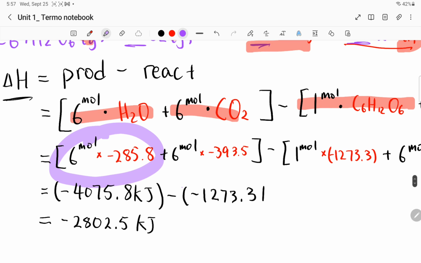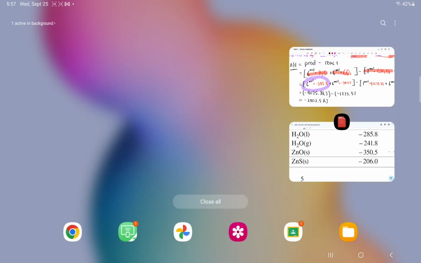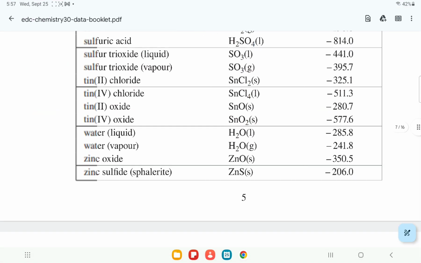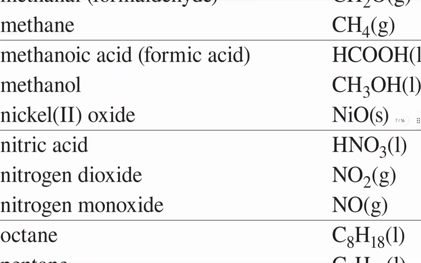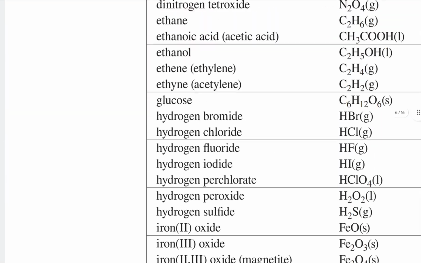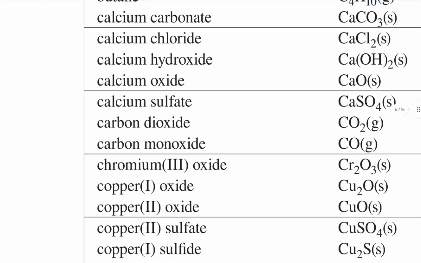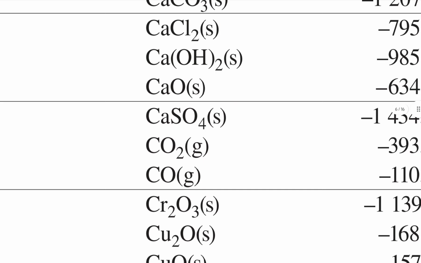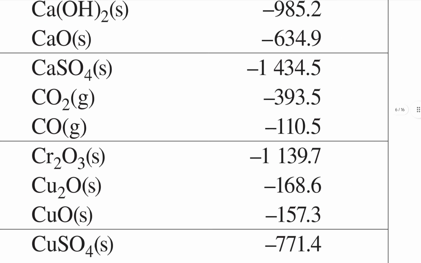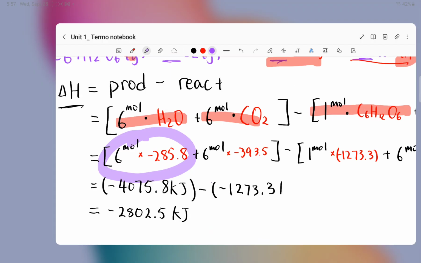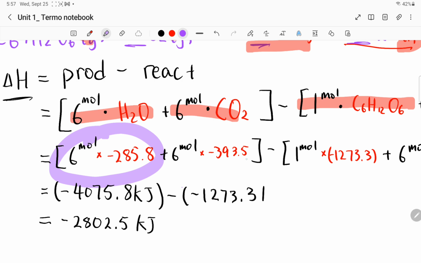Then we have our CO2. So let's find CO2, carbon dioxide. This is all alphabetical, so we go to C. Carbon dioxide, you will see that it is negative 393.5. So we have negative 393.5.